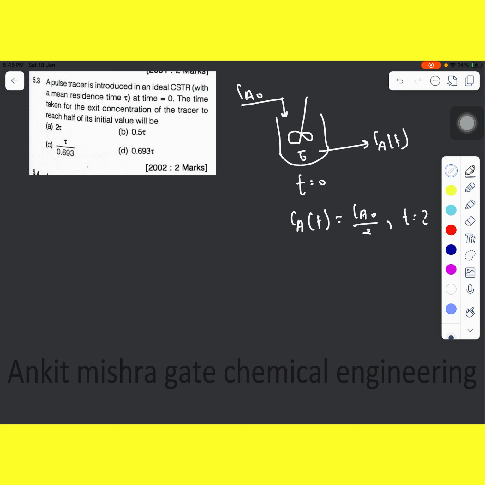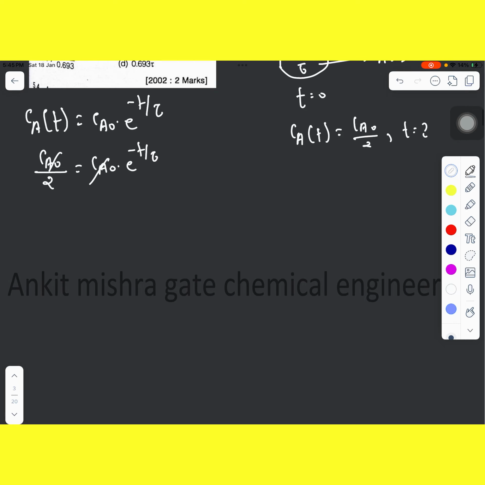If we talk about the CSTR with a pulse tracer input, the concentration CA at the exit of the reactor at any time is equal to CA naught into e to the power minus t by tau. Right, so you are supposed to calculate the time when CA equals CA naught by 2. So we can write CA naught divided by 2 equals CA naught into e to the power minus t by tau. It will get cancelled out. So you will see 1 upon 2 equals e to the power minus t by tau.